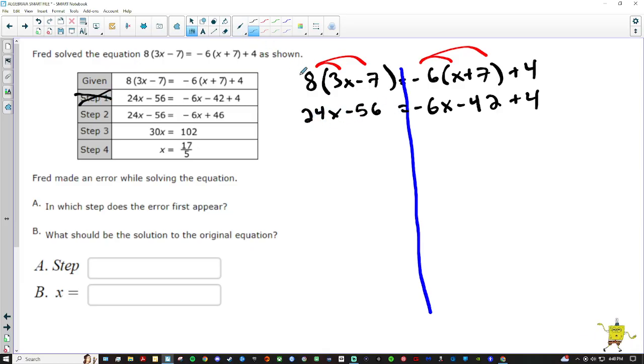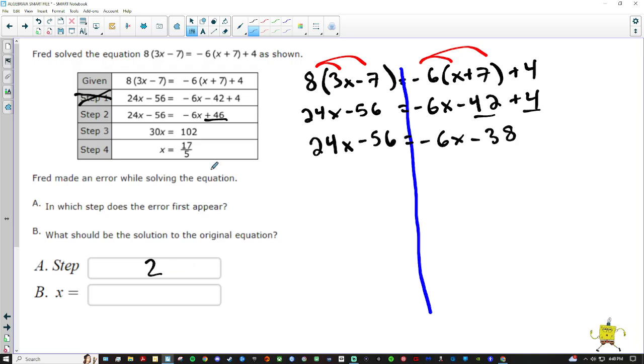Now I'm going to combine like terms. No like terms here. 24x minus 56 equals, okay, these are like terms. Negative 6x, so negative 42 plus 4 is negative 38. Okay, and I can see they had positive 46. So that was their mistake. Step number 2, they made a mistake. Okay, and I'm going to keep going because I need to know the answer. All my variables, the x's, need to all be on the left, so I need to move this one. Opposite.